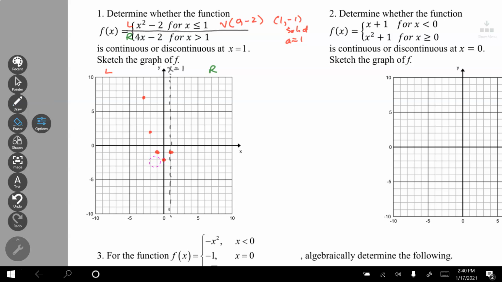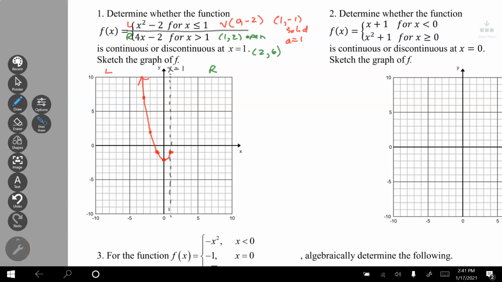I went over 2 squares. 2 squared is 4. I went up 4. I went back to the vertex. I went over 3 squares. 3 squared is 9. And I went up 9. And I could draw this parabola like that. And there's your left piece.